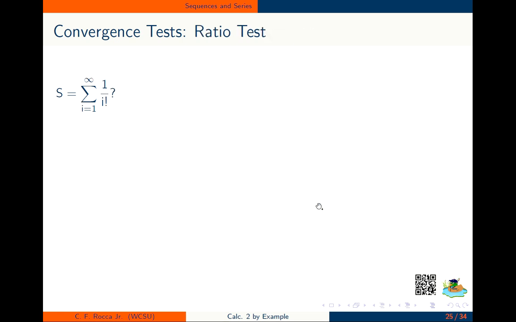All right, for the next test, we're going to use the ratio test. Part of the problem with the limit comparison test is you have to have two different series for that comparison. In the ratio test, you get to compare a series to itself. So I still want to look at the nth term, and here the nth term is 1 over n factorial.